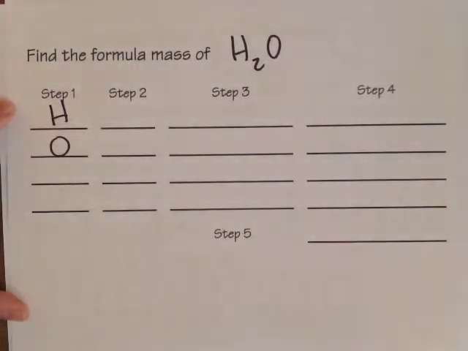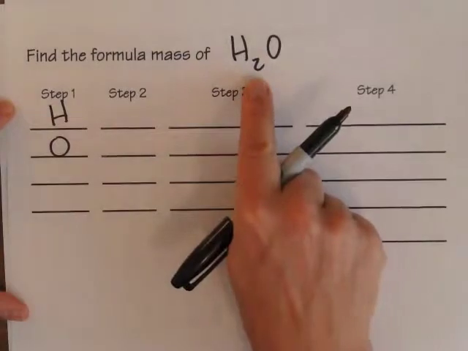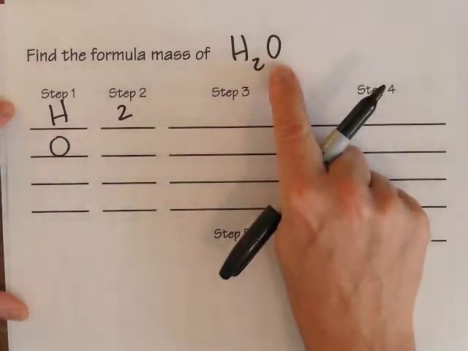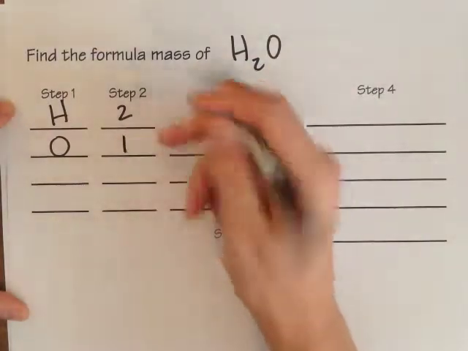The second step is to count how many atoms there are of each element. Hydrogen has a subscript of 2, so there's 2 of them. Oxygen doesn't have a subscript, so it counts itself. It means there's just 1 of them.